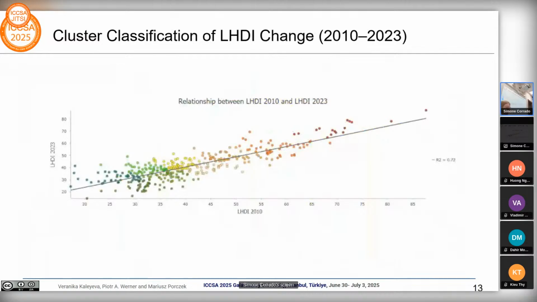On this chart, we can see that counties with low indices in 2010, in many cases, even lowered their values in 2023, and meanwhile, counties with the highest indicators remain relatively stable.